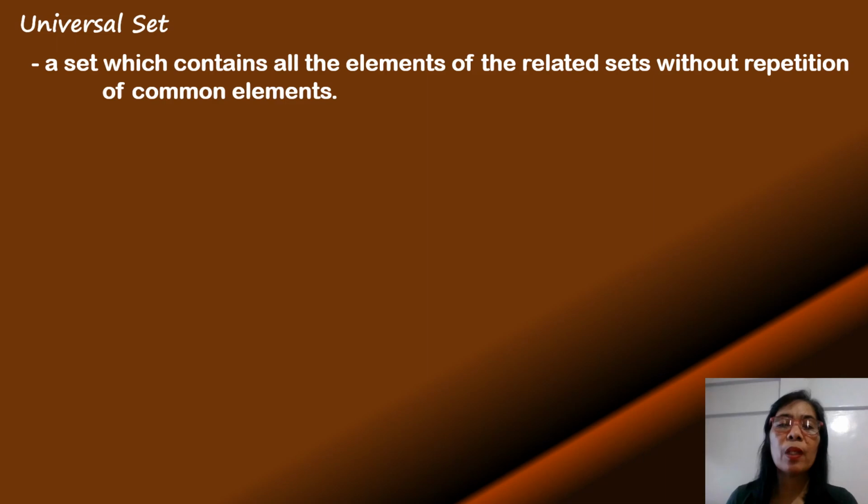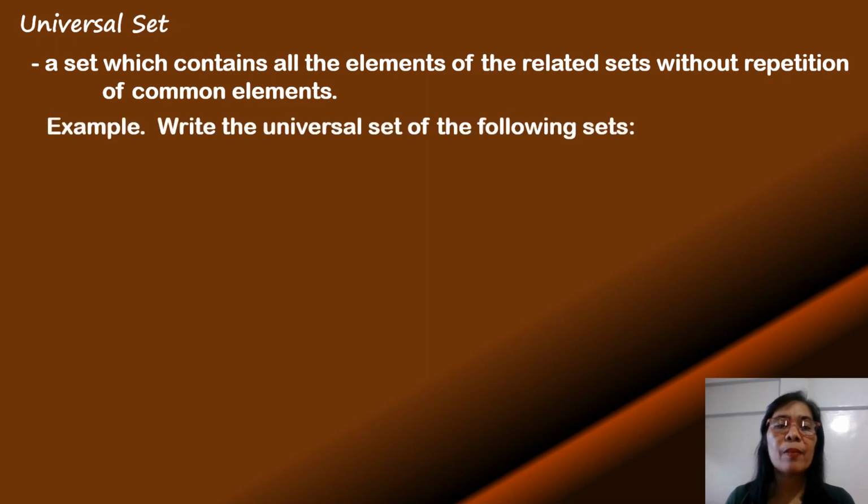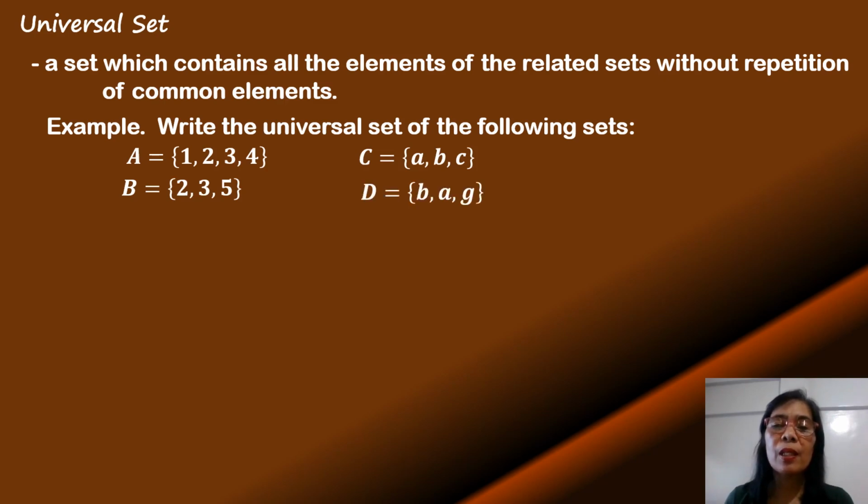A universal set is a set which contains all the elements of the related sets without repetition of common elements. Let us have this example. Write the universal set of the following sets. A has elements 1, 2, 3, 4. B has elements 2, 3, 5. C has elements A, B, and C. And D has elements B, A, and G.